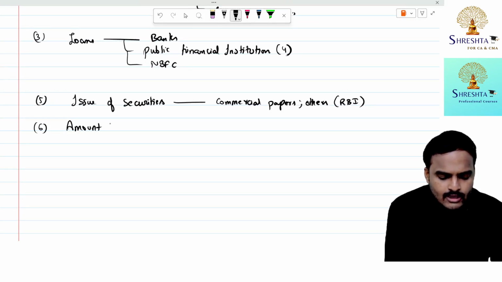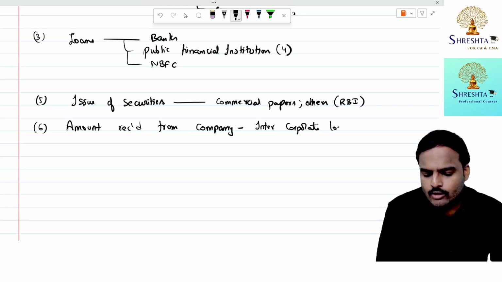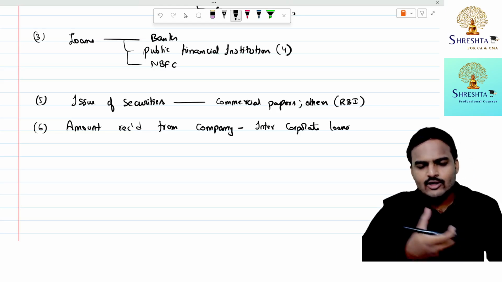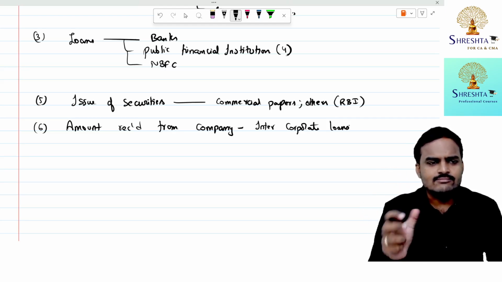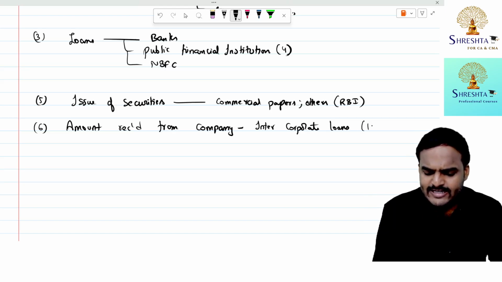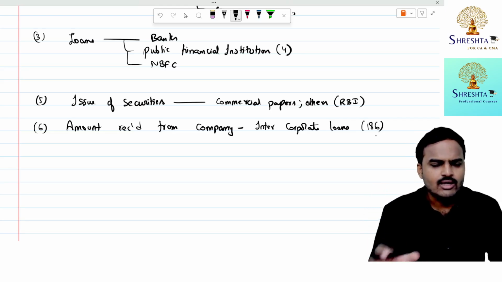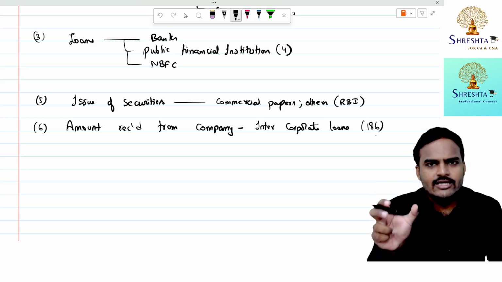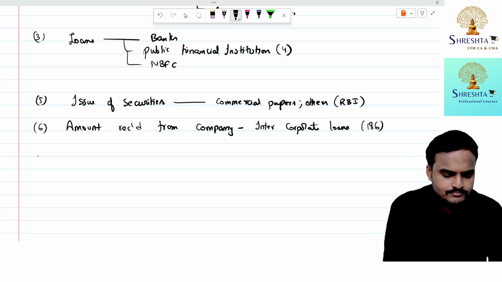Amounts received from other companies: holding company, subsidiary company, other companies. Simply we call it intercorporate borrowings, intercorporate loans. Reliance Industries Limited giving loan to TCS, giving loan to Adani Enterprises. All this comes under intercorporate loans. For this, section 186 is applicable, which is not in our syllabus. So this amount will also not come under the definition of deposit. Are you all getting my point? Next one.